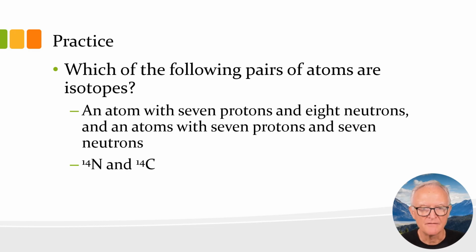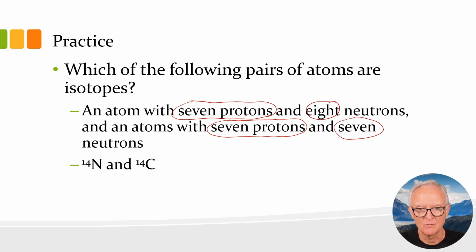All right, which of the following pairs of atoms are isotopes? So you have an atom with 7 protons and 8 neutrons, and an atom with 7 protons and 7 neutrons. Are those isotopes of one another? Absolutely, right? They each have 7 protons, so that means they are the same element, and the number of neutrons differs, 8 versus 7, meaning these are isotopes of one another.